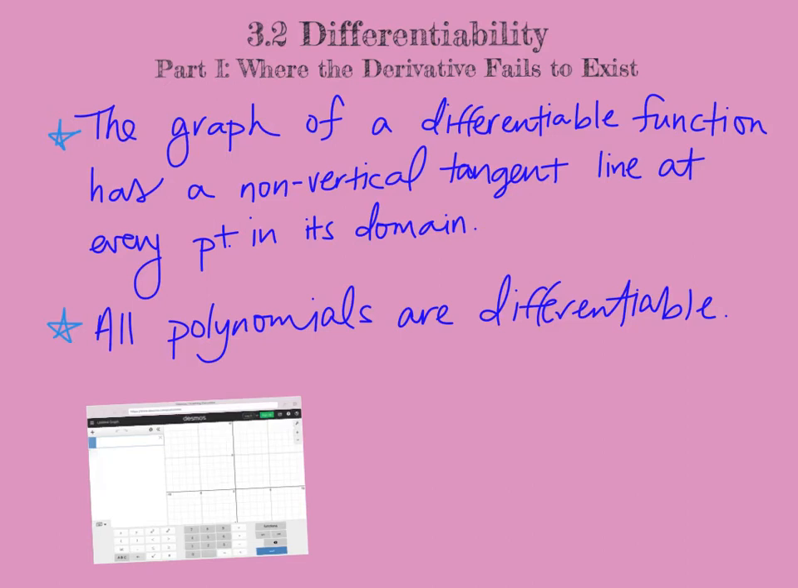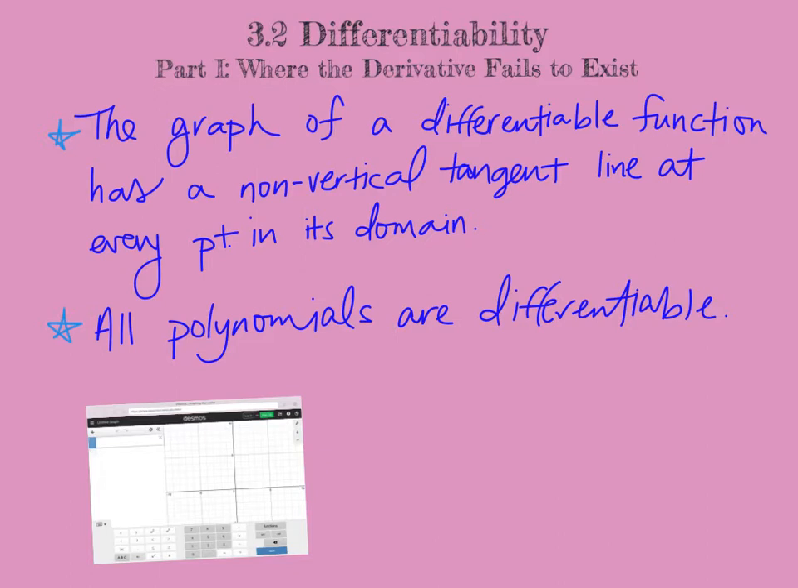Welcome to section 3.2, differentiability. In this part 1, we will talk about where the derivative actually fails to exist. Those are usually just a few points on a graph, and we'd say that the function is differentiable at all other points on the graph of the function.